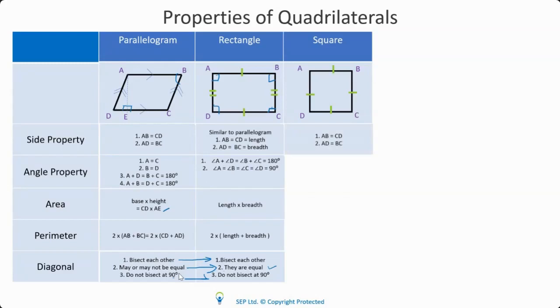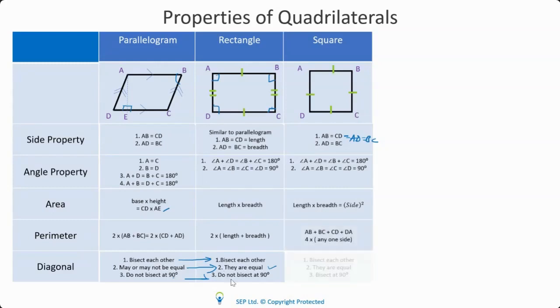All sides equal. In fact, this is not written properly here. All of them are equal. AD is equal to BC. Obviously, all angles are 90 degrees. The area becomes side square because all lengths are equal. Perimeter is easy, 4 times any one of the sides. And here, in case of a diagonal, they bisect each other, they're equal, and they bisect at 90 degrees. So notice the progression. If you remember this in this form, there's a good chance that you may not forget it.